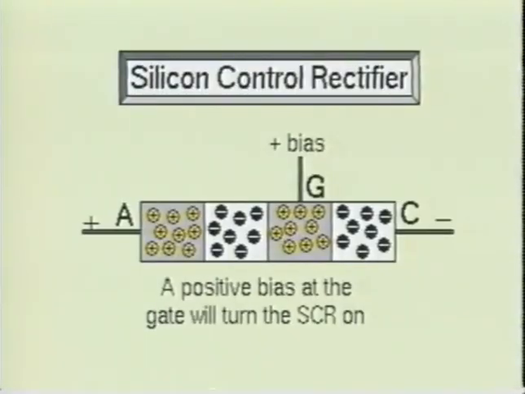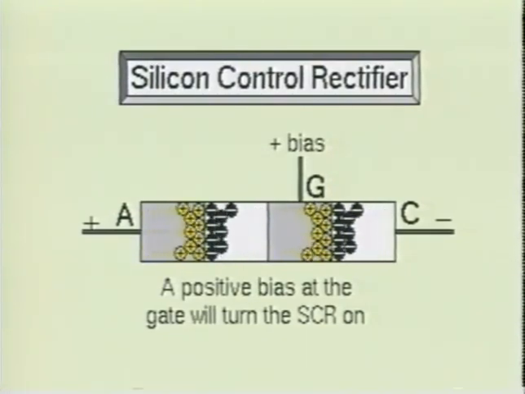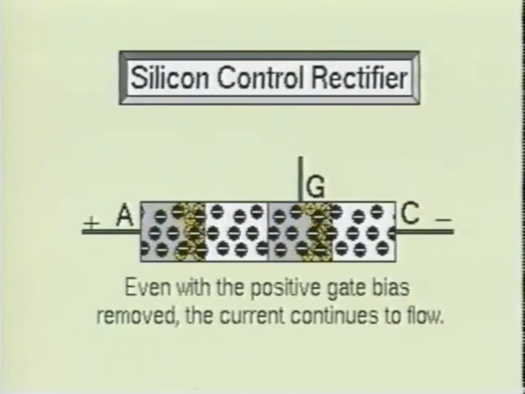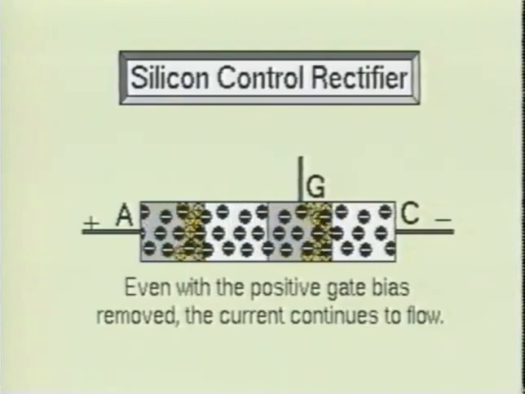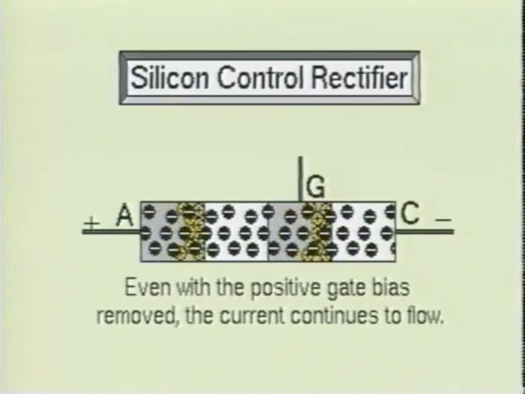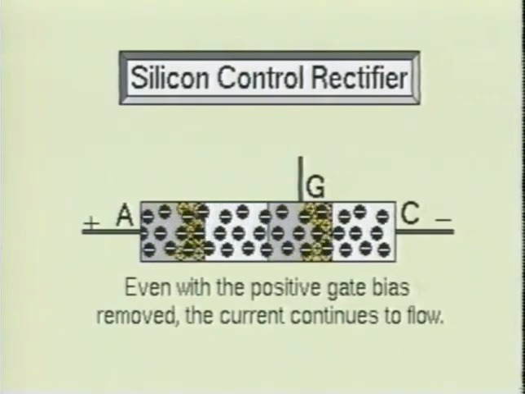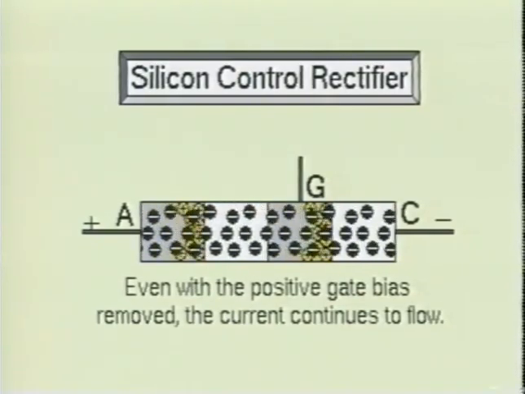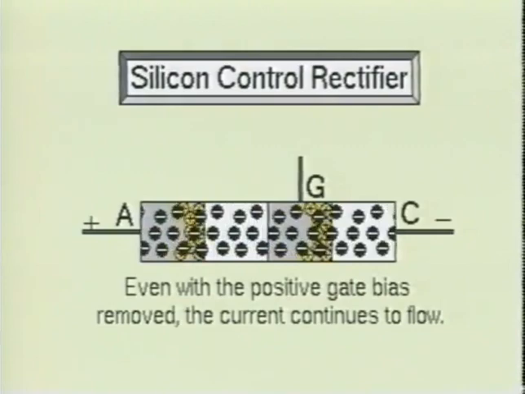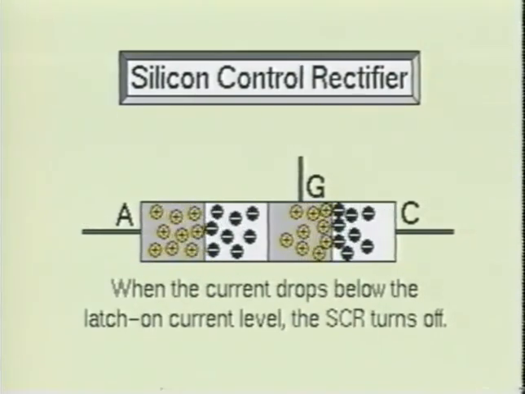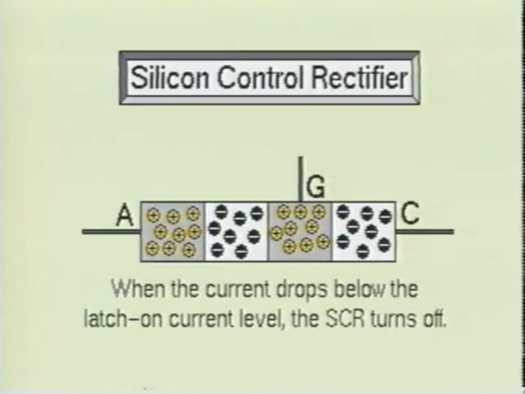When a positive voltage is applied at the gate of the device, the gate cathode junction will become forward biased. This allows the SCR to turn on. Once the SCR turns on, it will remain on even if the gate signal is removed. When the SCR turns on, it reacts much like a regular forward bias diode. The SCR will remain on as long as the current flowing through the device remains above its latch-on current level. When the SCR drops below this level, it turns back off.